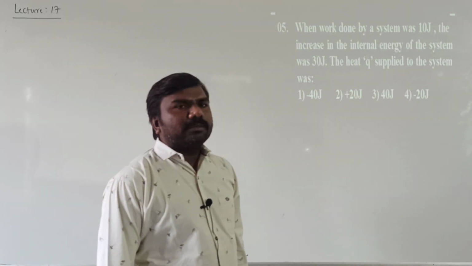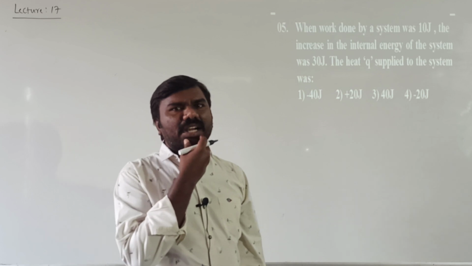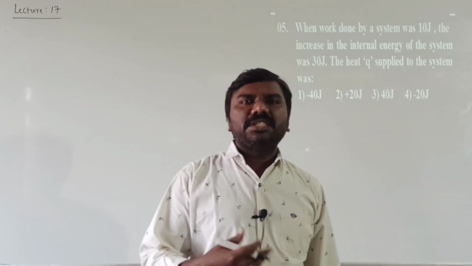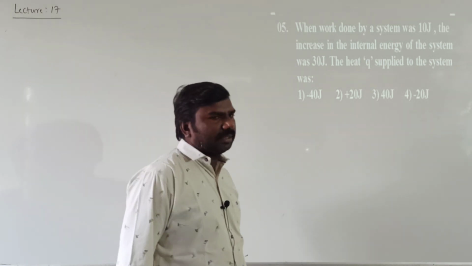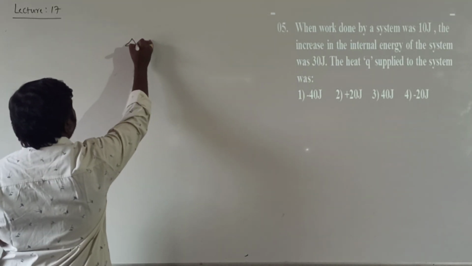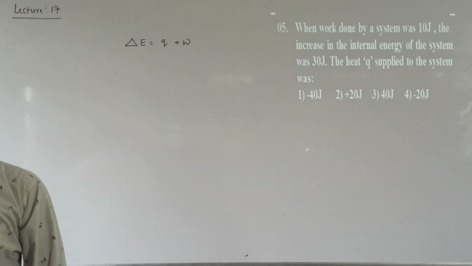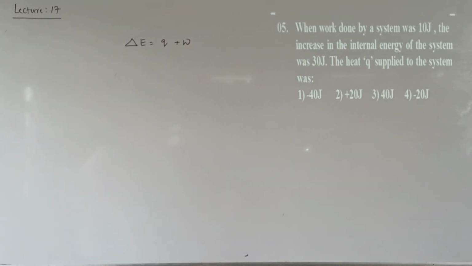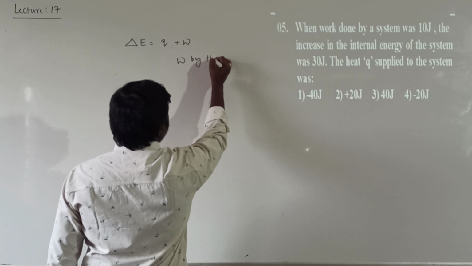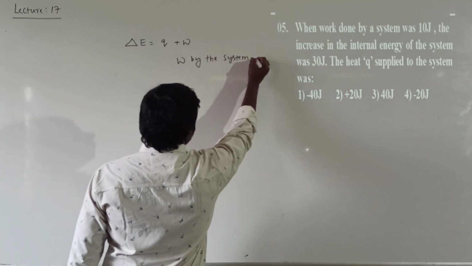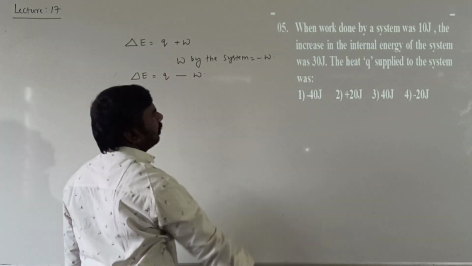when work done by the system was 10 joules, the increase in internal energy of the system was 30 joules. Increase in internal energy, something changed, that's why delta E is given. So, the heat Q supplied to the system is... it is the first law of thermodynamics, delta E equal to Q plus W. Here work is done by the system, that's why it becomes minus W. The formula is delta E equal to Q minus W. This is our formula.